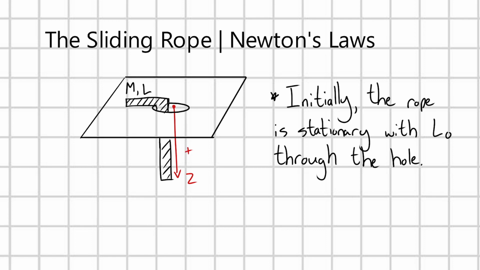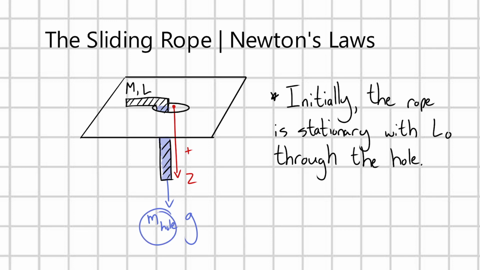Alright, so at any given moment in time, the net force on this rope is going to be based on how much rope is actually through the hole, right? If I have this chunk of rope here through the hole, the rest of it is supported by the normal force of the table. So it's only the bits of rope through the hole that are going to be getting pulled down by gravity. So this is going to be M through the hole times g. That's going to be our net force on this rope here.